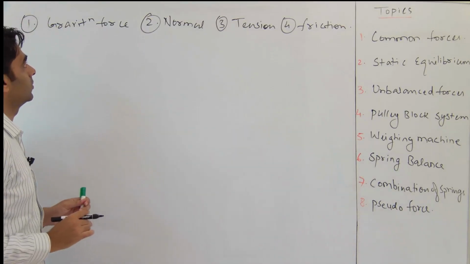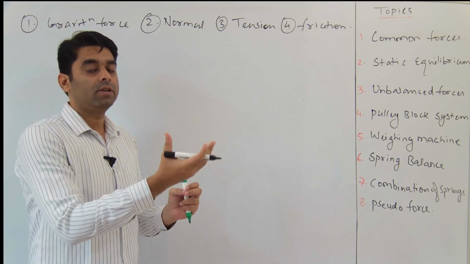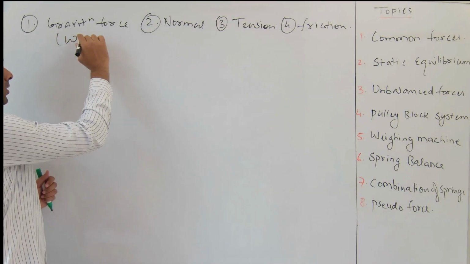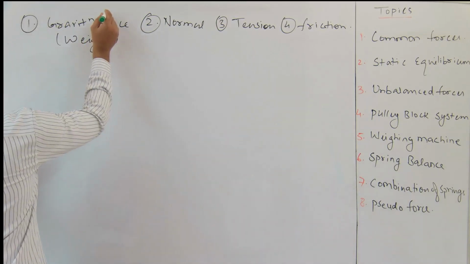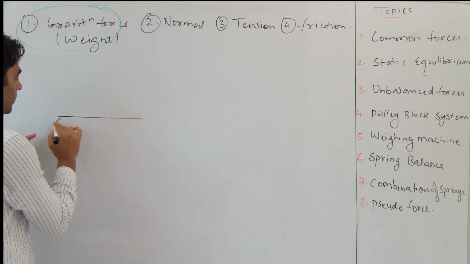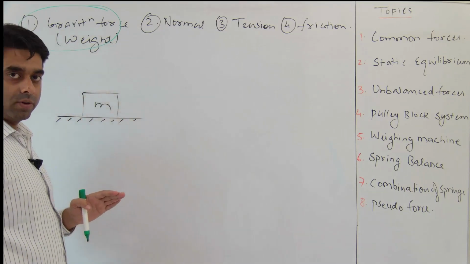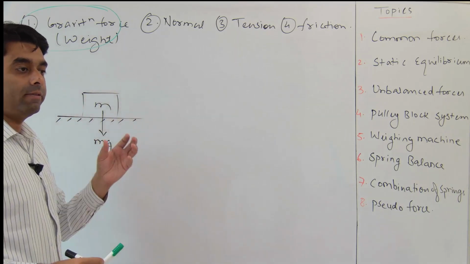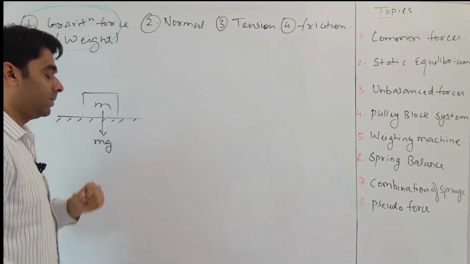So, gravitational force. Any object of mass m will experience a gravitational force mg in the vertically downward direction. So gravitational force is also the weight of the body. Let's discuss some cases. A block of mass m kept on a surface will experience a gravitational force mg in the vertically downward direction. Gravitational force is always vertically downward towards the center of the earth, and the magnitude is mg.